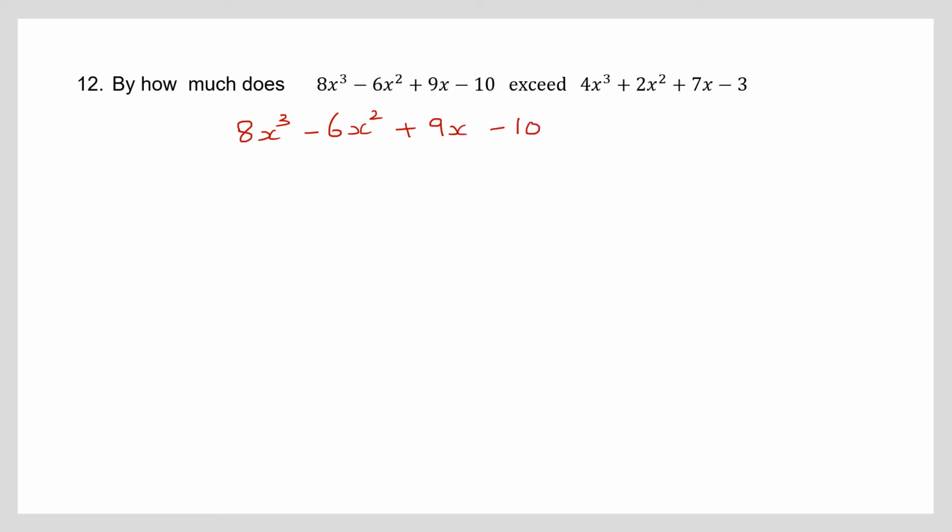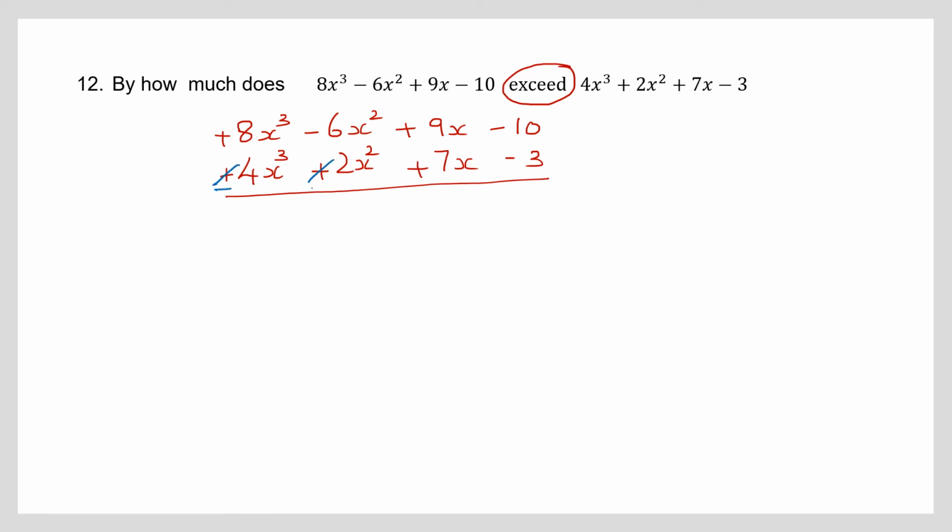So whenever you see this word exceed, children, remember it is subtraction. So let's write the second expression below this. 4x cubed plus 2x square plus 7x minus 3. Okay. Now let's write the signs first. Change the sign of the second expression. So this becomes minus, minus, minus, and this becomes plus.